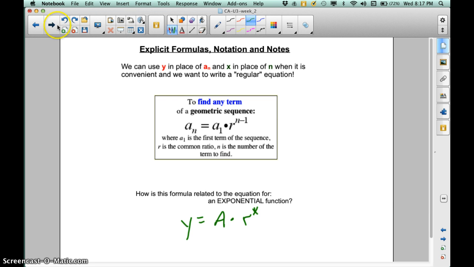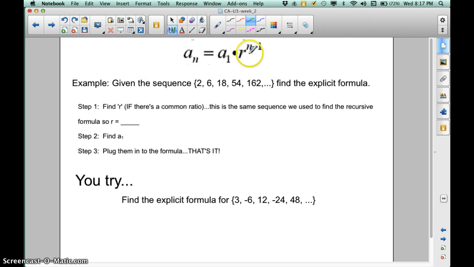Let's take a look at how to use this. So here's just a copy of the formula. You should keep it on your page. It's the explicit formula for a geometric sequence. So here we have a sequence and we want to find the explicit formula. We find R, if it exists; we have to check it. This one is the same sequence we used before to find the recursive formula. So what's R? I hope you look back. You see it's 3. So R was 3.